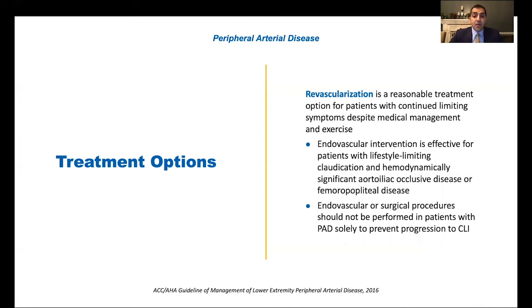In cases where symptoms are life-threatening or threatening in terms of tissue loss, right? Critical limb ischemia, as we had mentioned, as well as lifestyle limiting, then we pursue other strategies in addition to the medical therapies and the graded exercise regimen I just mentioned. And this is revascularization, which means attempts at restoring blood flow. This is done in two separate ways. It can be done surgically, or it can be done through percutaneous endovascular intervention. And I'll show a diagram of both.